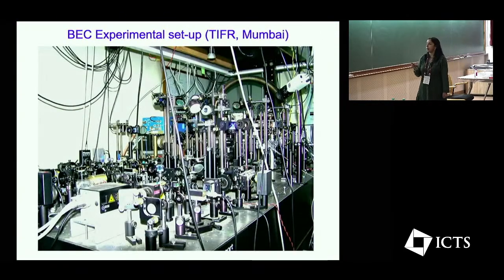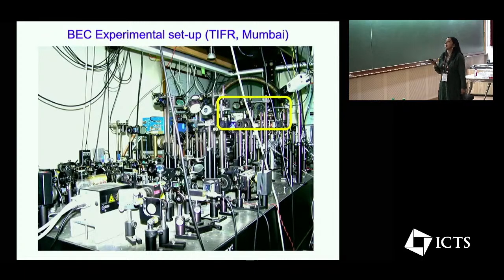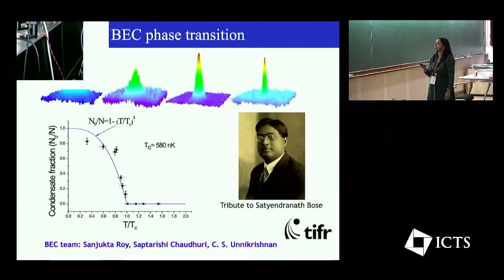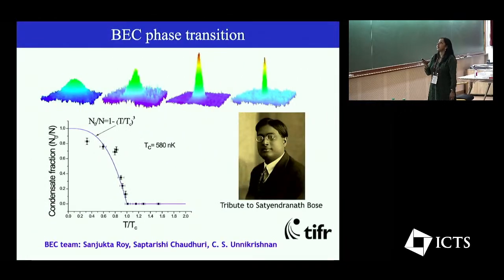So this is the picture of the BEC experiment. And here is where we had produced the Bose-Einstein condensate. It looks very complicated. It's not challenging to have each of the components working separately, but the real challenge is to have all the components working properly together at the same time. So this is the real challenge of realizing a Bose-Einstein condensate. This is the 3D picture of the Bose-Einstein condensate, and this is the BEC phase transition. This happens to be the first Bose-Einstein condensate in India, and this was our humble tribute to Satyendranath Bose.